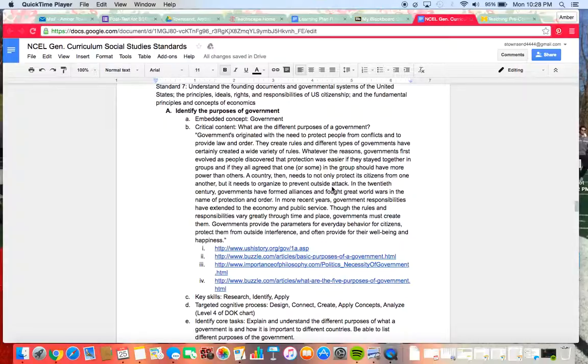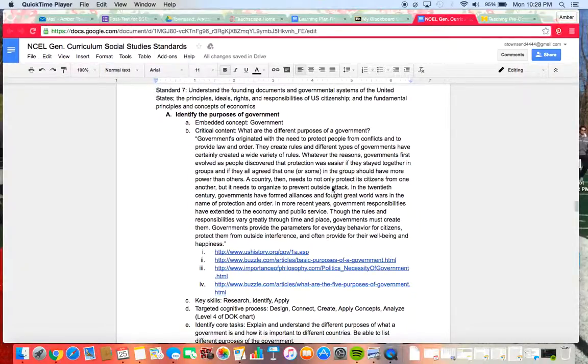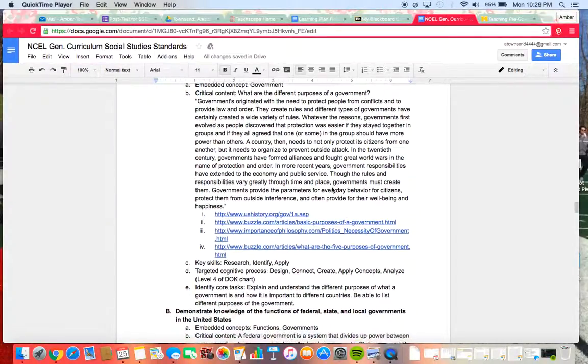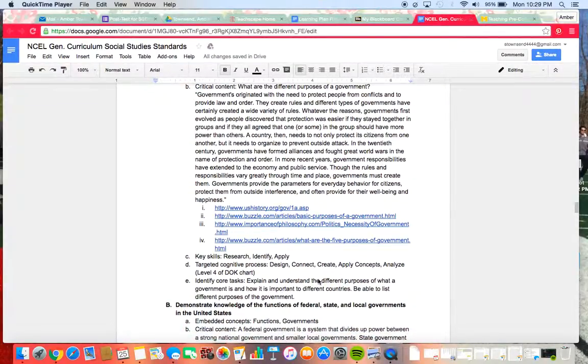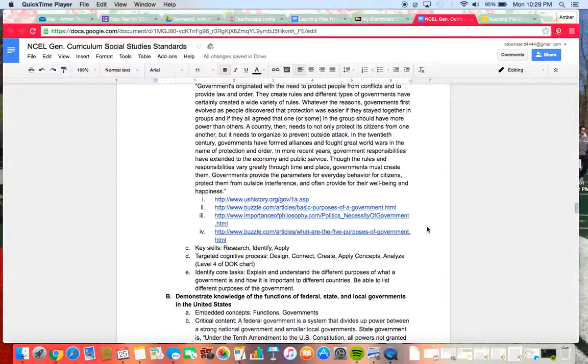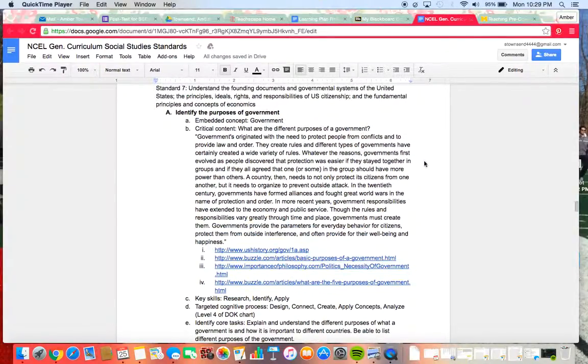So the first part of the standard that we're going to pull from says, identify the purposes of the government. And so that sounds like a really long task. So the task below says, explain and understand the different purposes of what a government is and how important it is to different countries, be able to list different purposes of the government. And we need to know all of those things. And right here is a very good paragraph talking about some of the different purposes of the government.